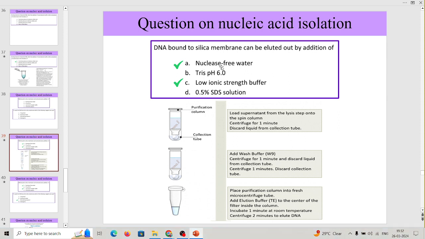So there should be nuclease-free water, and it should be a low ionic salt buffer. Here it is explained that TE, which is the elution buffer, is supposed to be given, and then a low ionic salt buffer is given.